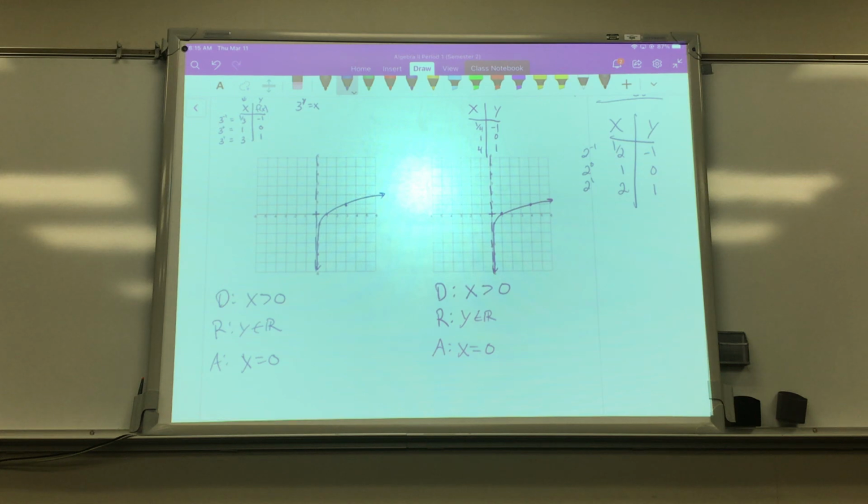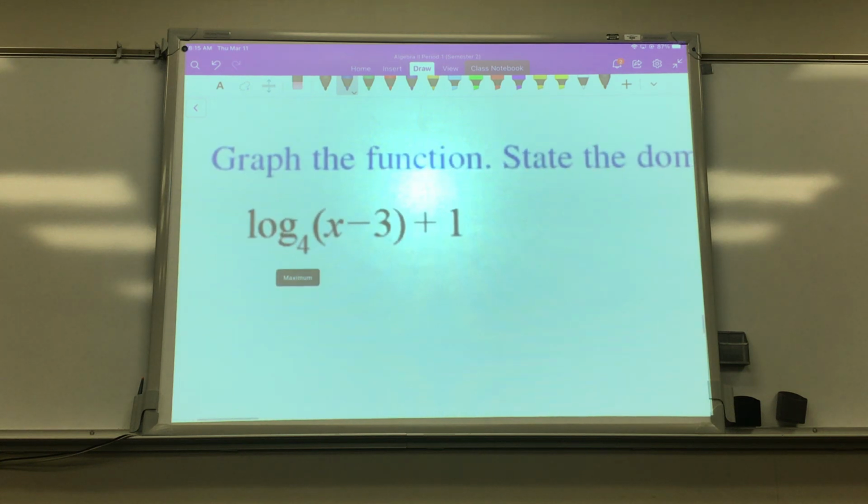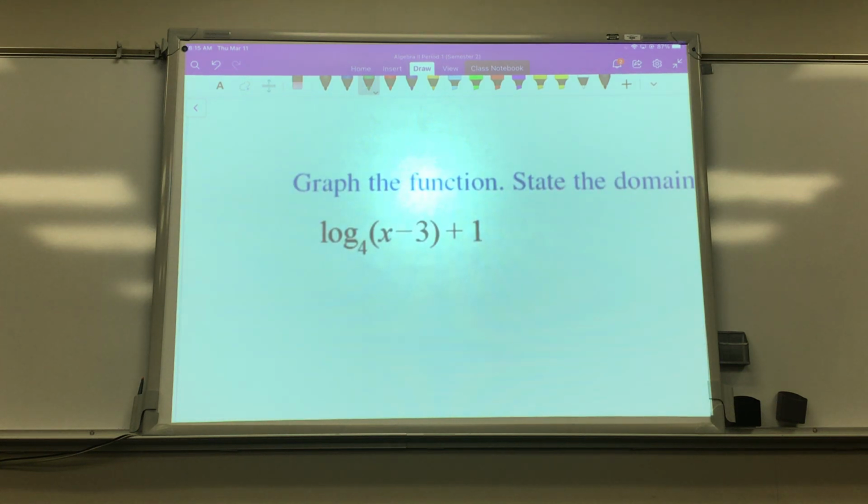Questions on those two at all? Okay, those ones are a little more basic, right? Didn't do any type of shift in those ones. Okay, this should say y equals.